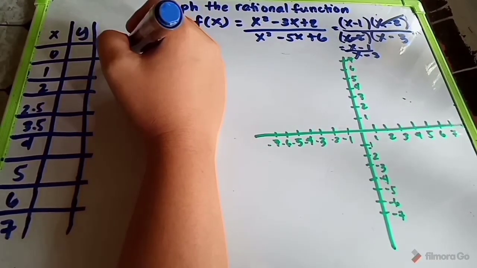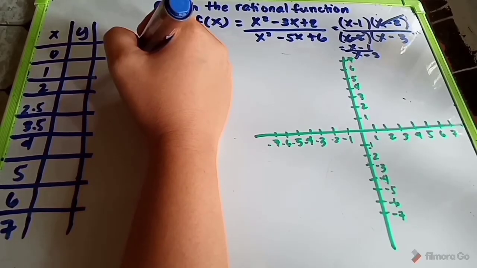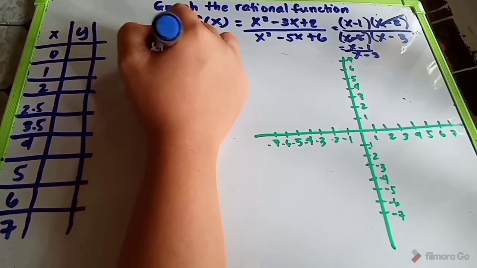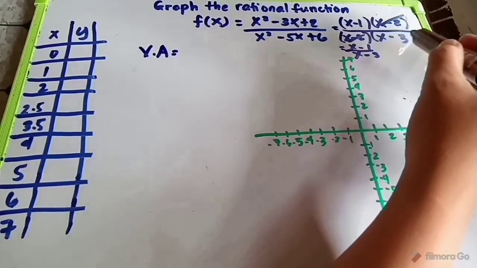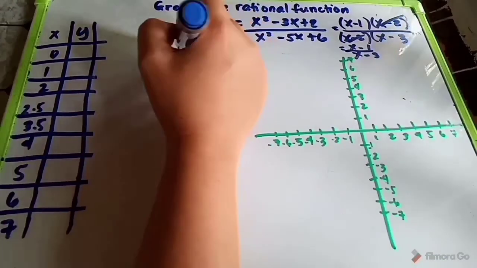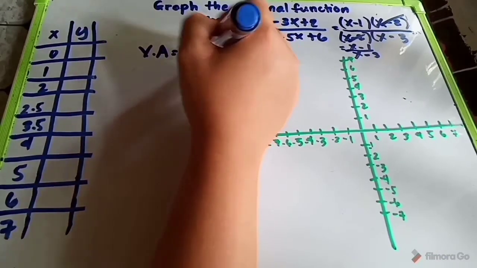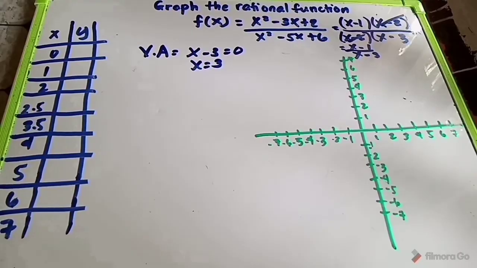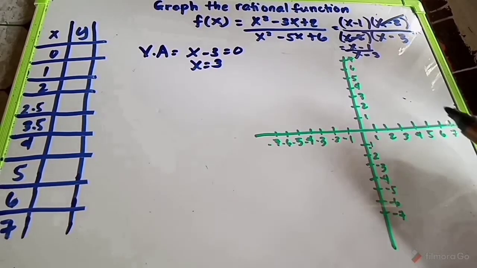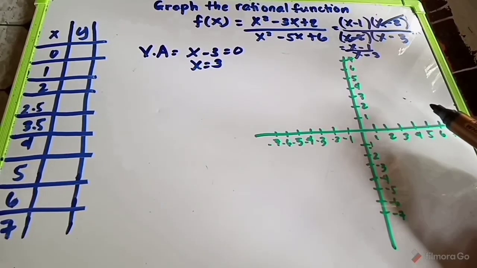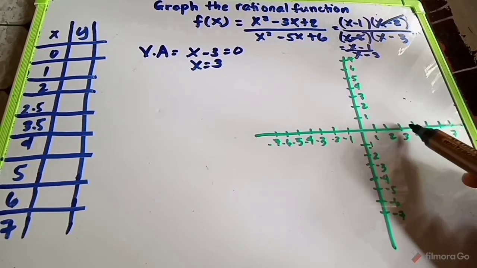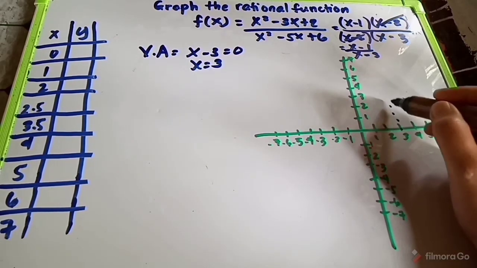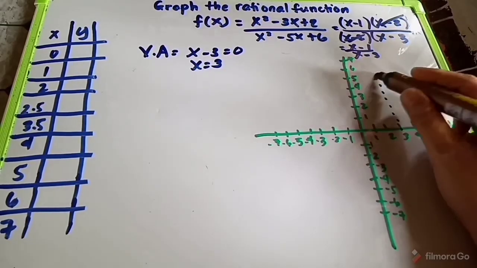So first, we need to find the vertical asymptote. So we will draw the vertical asymptote, the VA. So the remaining factor in the denominator will be x minus 3. So x minus 3 is equal to 0, and then our vertical asymptote will be 3. So again, let's graph x is equal to 3. So where do we place 3 here? And then put an imaginary line. Imaginary line, guys.